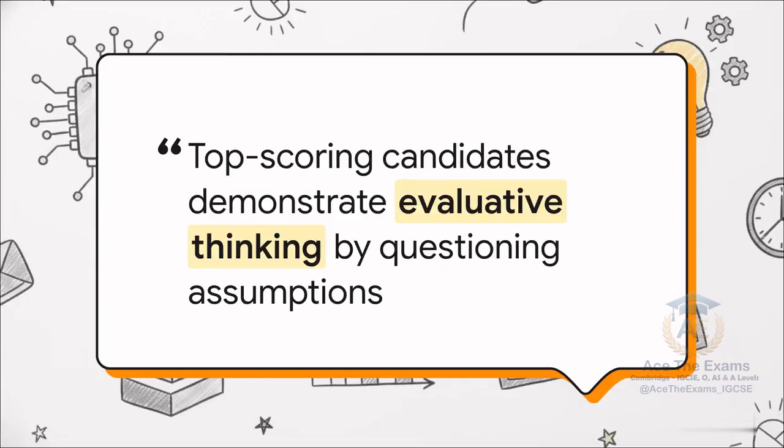This is exactly where you separate yourself from the average candidate and comfortably secure those top-grade boundaries. Look at this quote. This is the ultimate examiner insight. Top-scoring candidates demonstrate evaluative thinking by questioning assumptions, considering different perspectives, and justifying decisions with evidence. So how do you actually do this on paper when the clock is ticking? By using comparative analysis. You need to vividly identify similarities and differences. You must use comparative connectives. I'm talking about words like whereas, in contrast, conversely, and however.